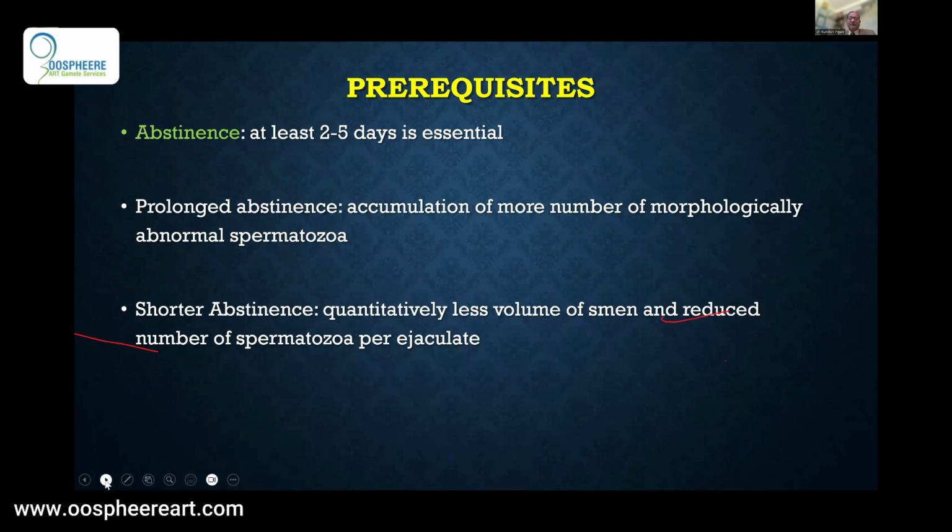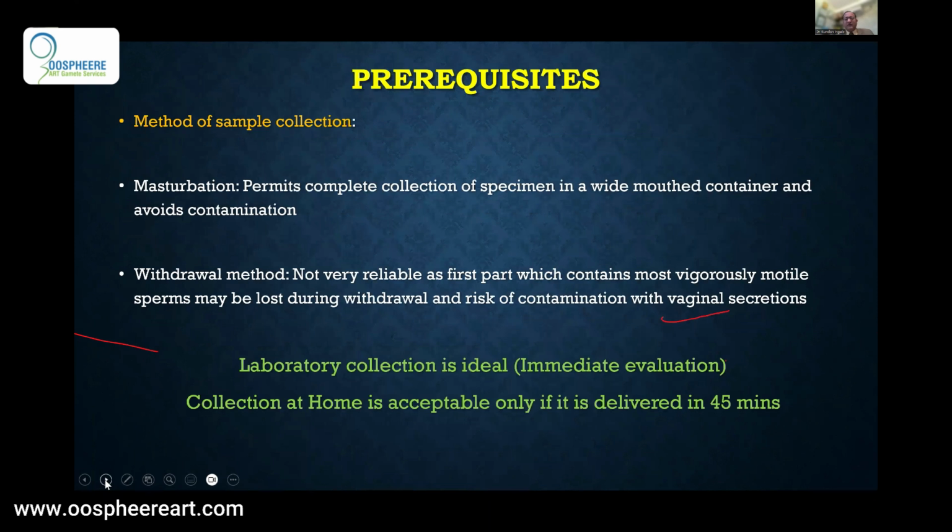What are the methods of semen sample collection? Both ways are possible. The husband can masturbate and collect the whole semen in a wide mouth container, which helps to avoid contamination. What is the withdrawal method? The couple has relations in a semen collection room, but just before ejaculation, he withdraws the penis and ejaculates into the container. The only problem here is that sometimes we may lose some volume of semen because of sudden ejaculation, or sometimes there is contamination.